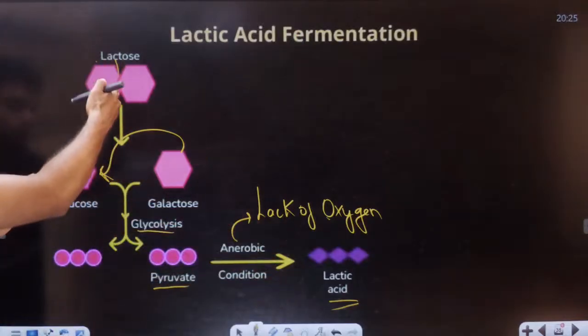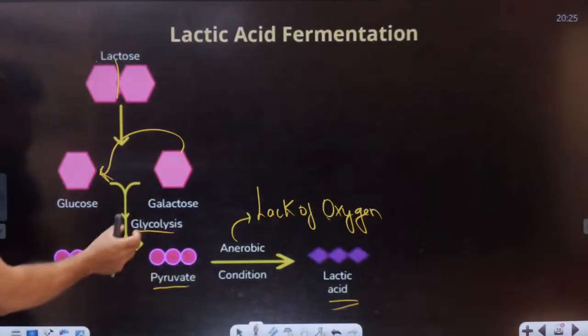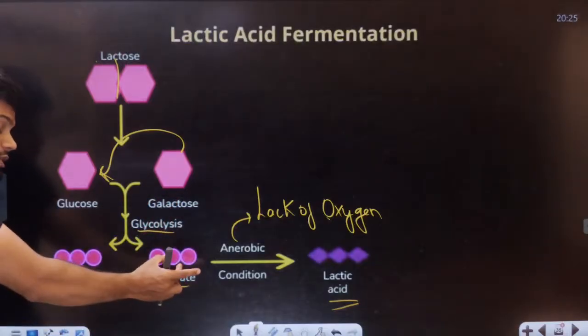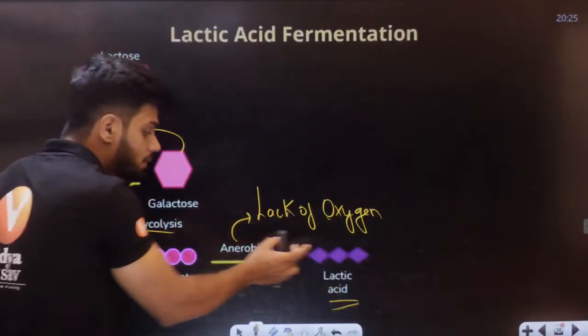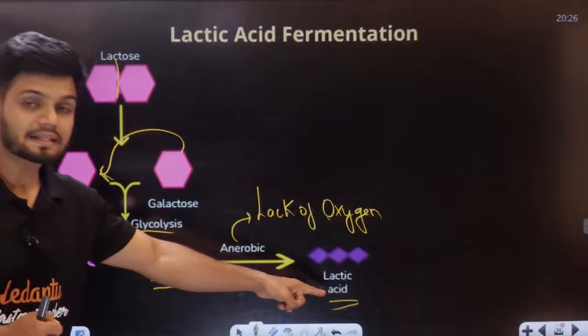Lactose got broken into pieces, into glucose and galactose, which underwent glycolysis. Then we got pyruvate. This pyruvate is converted to lactic acid, that is your lactic acid fermentation.